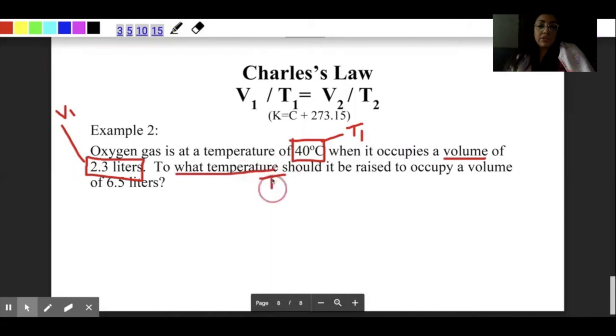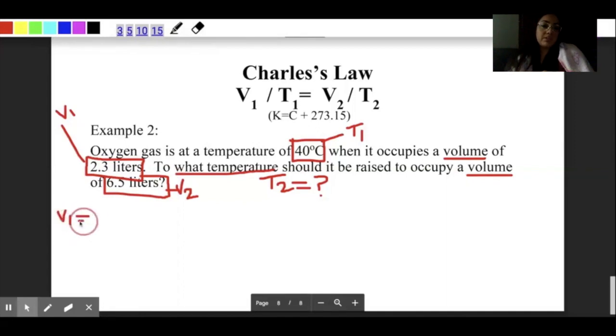What temperature? When it's asking what, we don't know what that is, so we have to look it up or solve for it. So T2 is unknown. Should it be raised to occupy a volume, so another volume, so that's going to be V2 since we already have a V1 of 6.5 liters. Off to the side, I would list your variables.